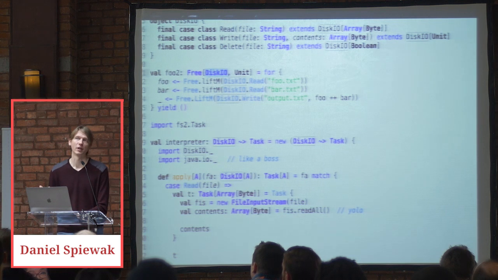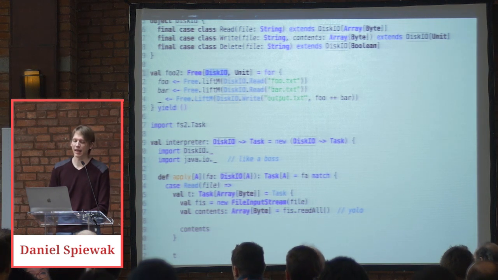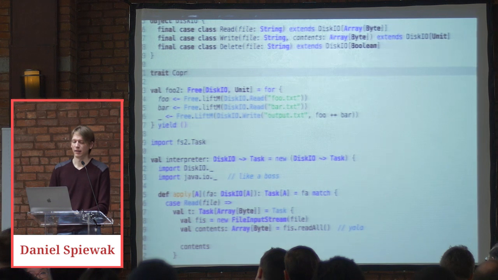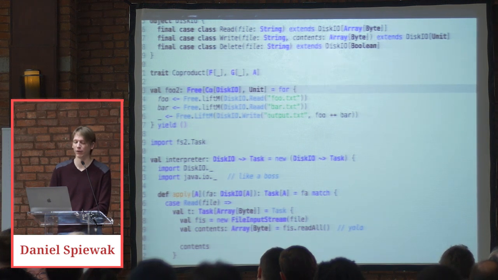Sometimes, instead of just having disk operations, maybe your program does more than just manipulate the disk. Maybe it also manipulates the database and sends off service calls and things like that. So the Data Types à la Carte idea is that you can have this thing called a coproduct, and the coproduct has this form. Instead of providing the free monad over disk IO, you could provide the free monad over a coproduct of disk IO, DB IO, and something else.